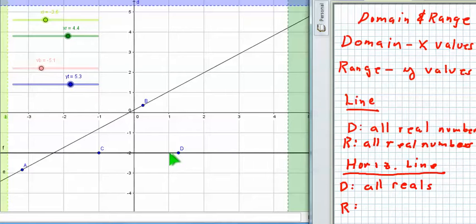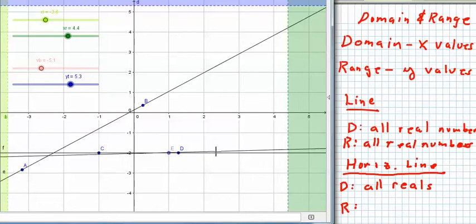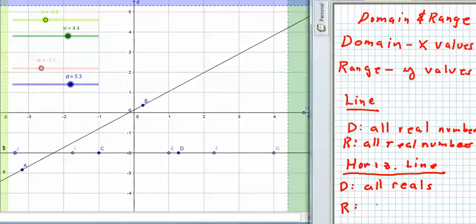If I look at every point on this line, this point here, that point there, that point there, that point there. All the points on that line have a y value of -2. The range is y equals -2. The only y value on that graph is y equals -2.